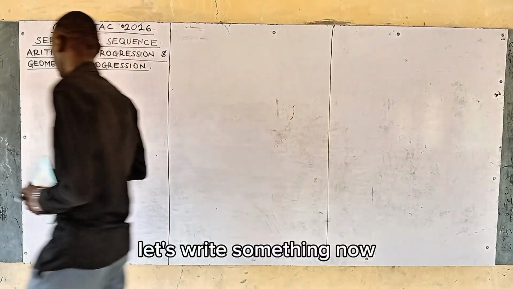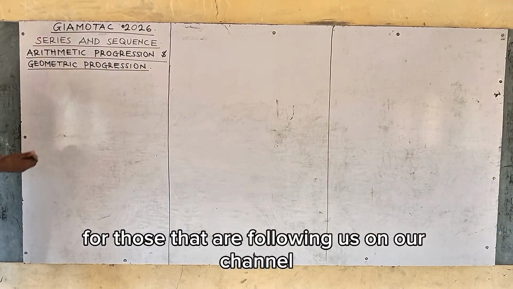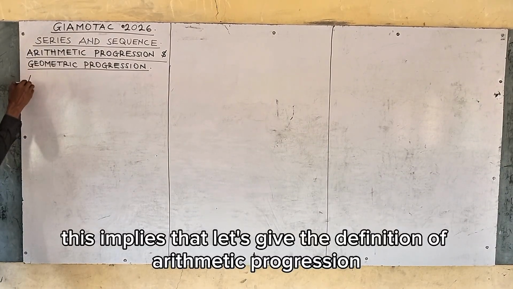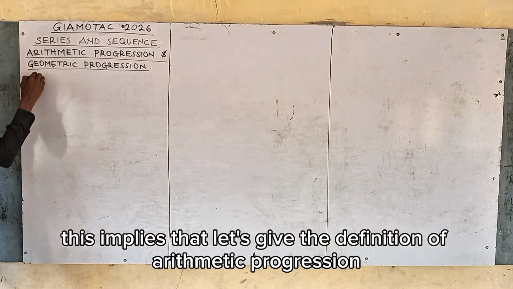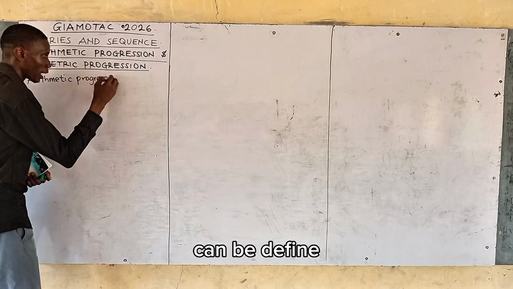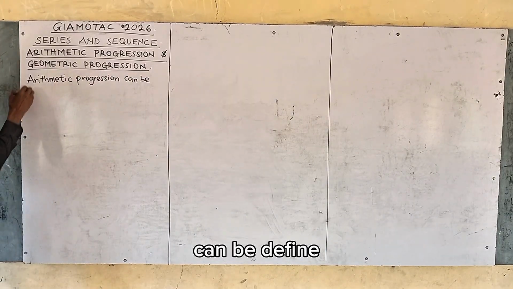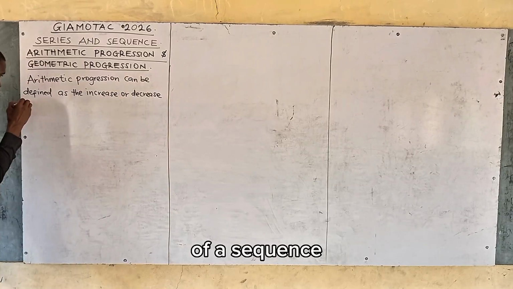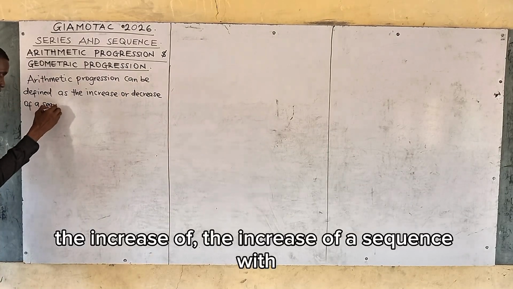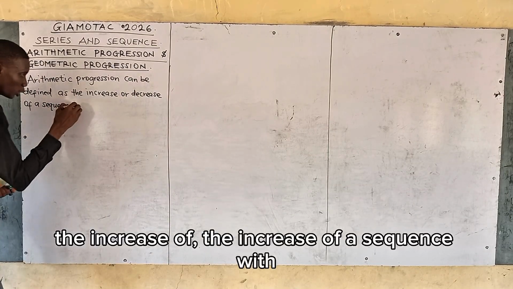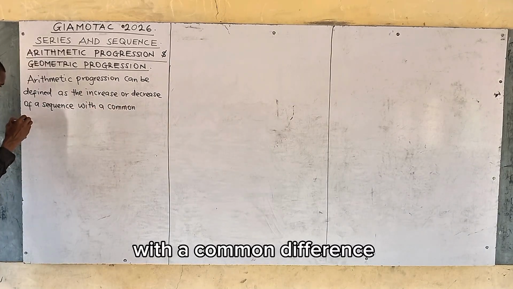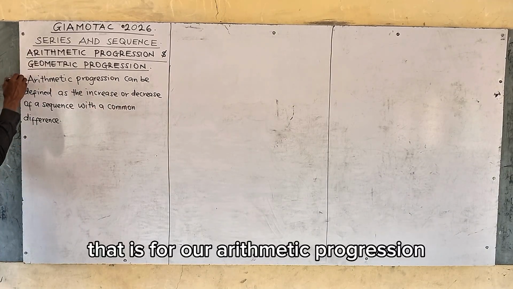So let's write something down. For those that are following us on our channel, let's give the definition of arithmetic progression. Arithmetic progression can be defined as the increase or decrease of a sequence with a common difference. So that is for our arithmetic progression.